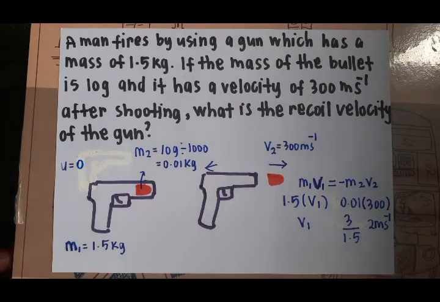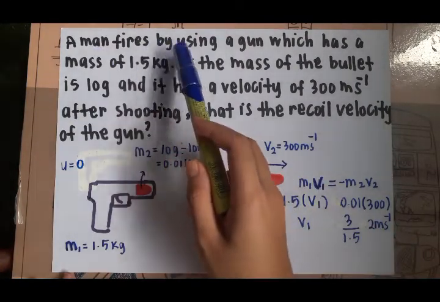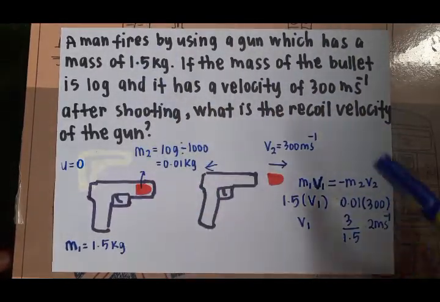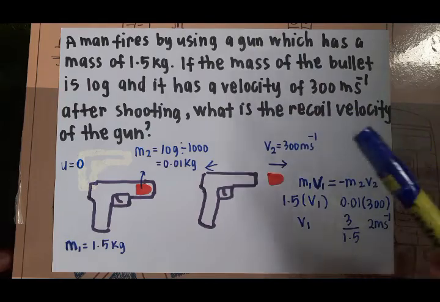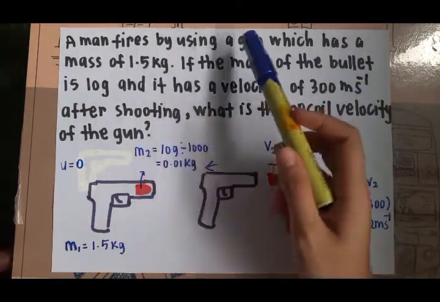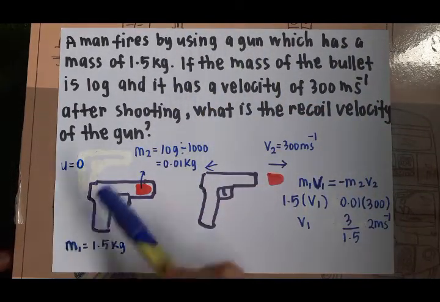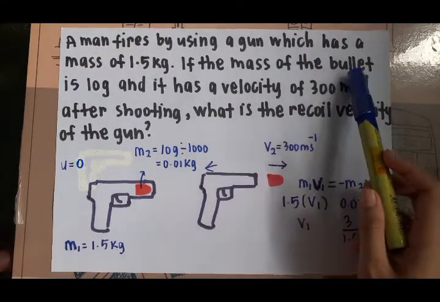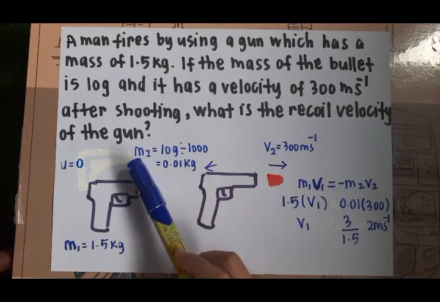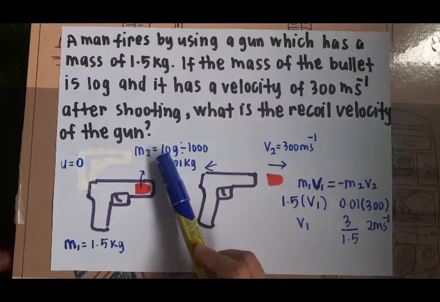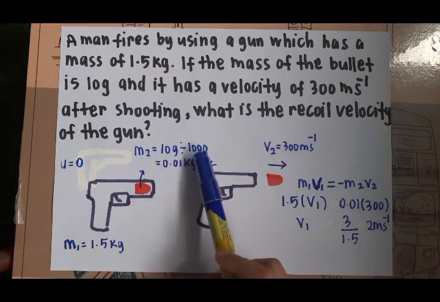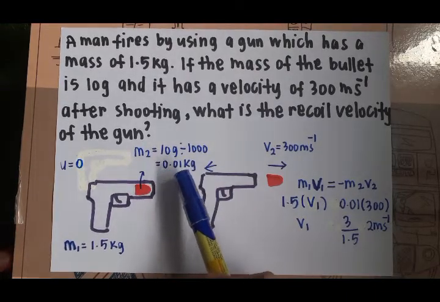Okay class, let's take a look at the last question. A man fires a gun which has a mass of 1.5 kg. So it means that the gun is the first object, okay? So we can label the mass of the gun as M1. M1 is equal to 1.5 kg. The mass of the bullet is 10 grams, so we label it as M2 is equal to 10 grams. But we need to convert it into kg. So 10 grams divided by 1000, we have 0.01 kg.